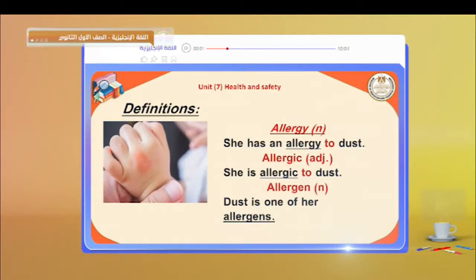So allergens means something which causes allergy. Something which causes allergy is called allergen. So allergy is a noun and allergic is the adjective. Someone who is very sensitive to something is allergic. And allergen is the thing which causes allergy. So we can say, for example, that she is allergic to strawberries, which means that strawberries are one of her allergens.